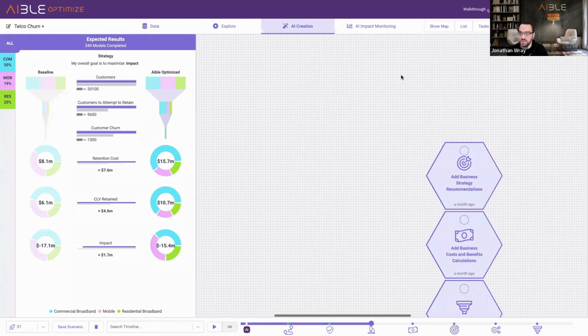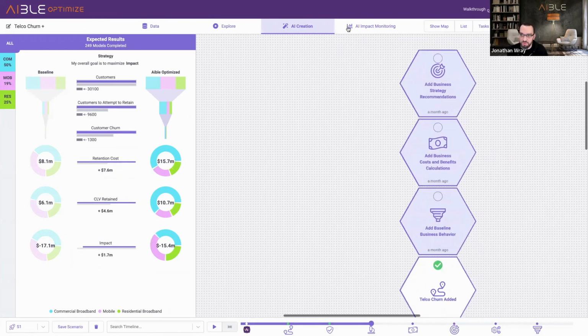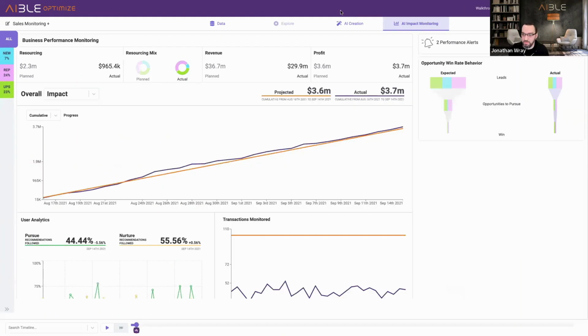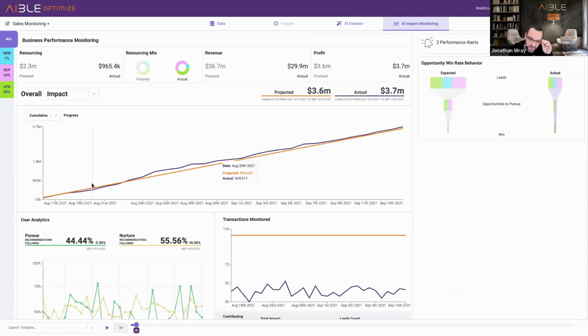And then the last piece of this is I'm going to flip over to a different project here, because I don't have monitoring set up on the churn analysis. But this is a sales example of the Aible monitoring.